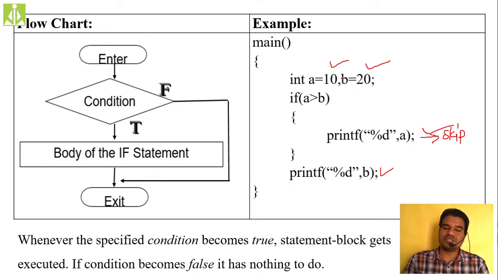So if you just switch these two, 20 here and 10 here, then what will happen? This condition will become true, isn't it? Then it will print both the values. It will not skip this one. It will consider this as well as this. So it will print a value as 20 and b value as 10. I think we have done the program as well for this one.